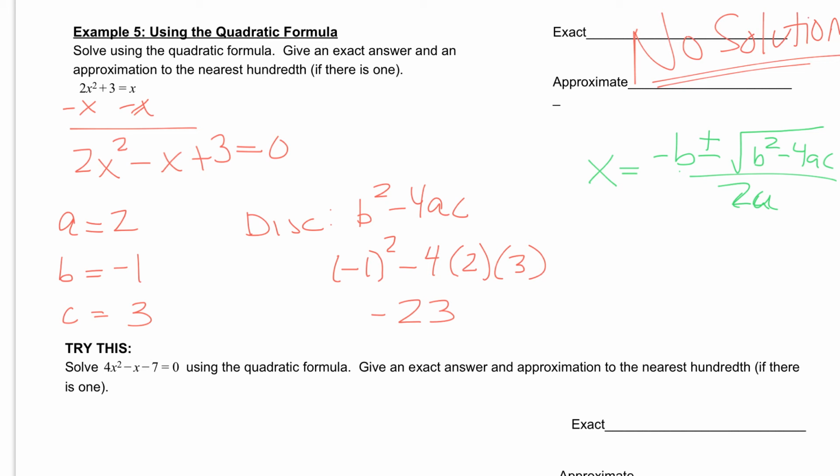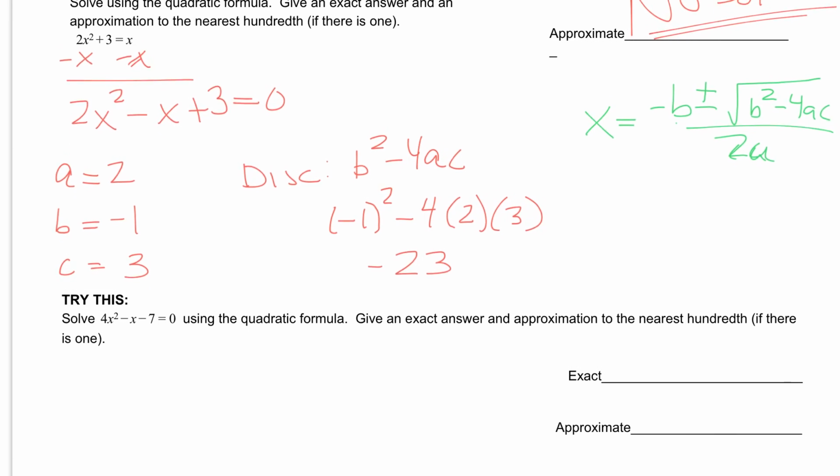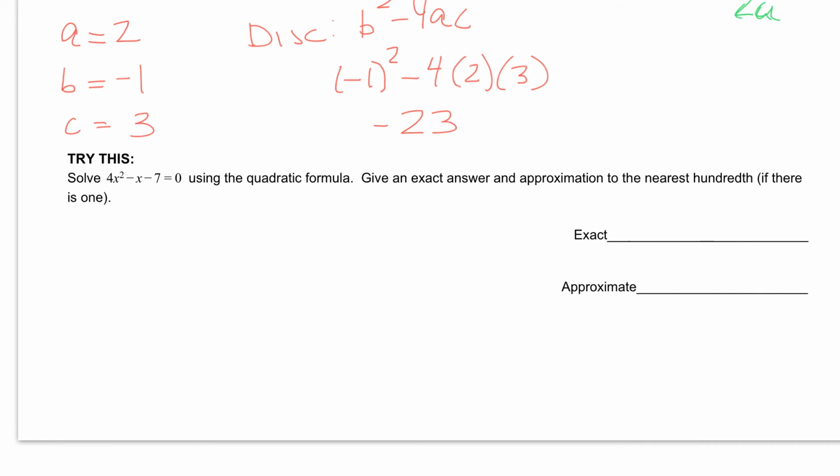Next, after doing the last few examples, I'd like you to do a try this. So it could be like any of the last 3 examples that we've done, so make sure you take a look at all of them. So you can pause it now and unpause it when you're ready to check your answer.